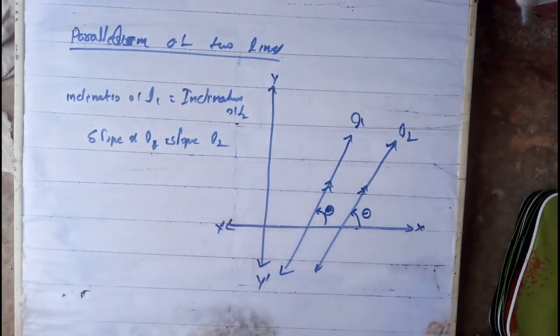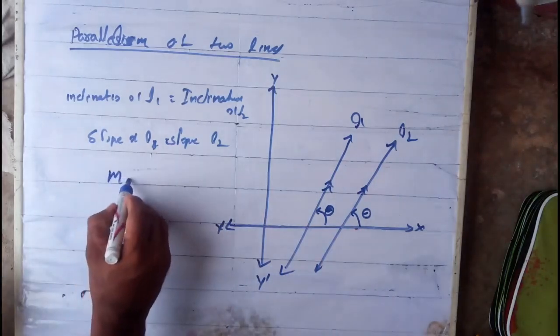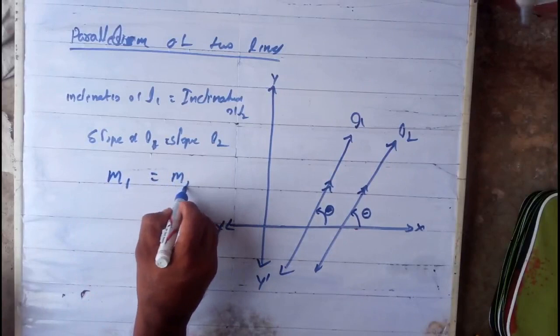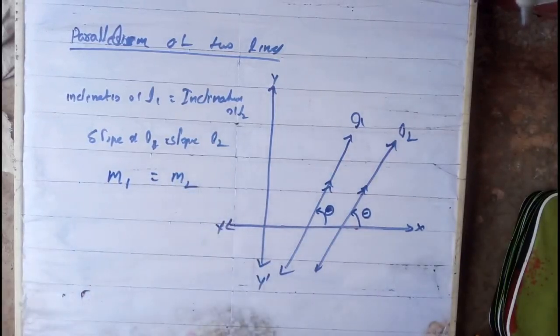So if two lines are parallel, M1 is the slope of the first one, M2 is the slope of the second line. They both are also equal. And vice versa also you can say, if two lines' slopes are equal, then they are parallel. That's all. I hope I am clear.